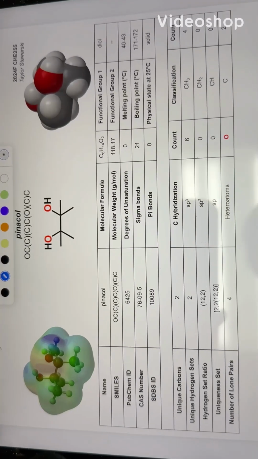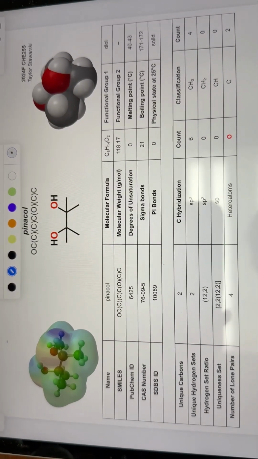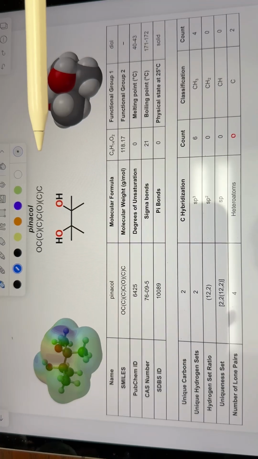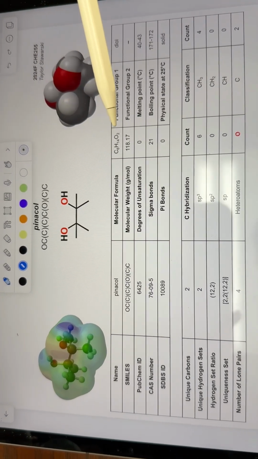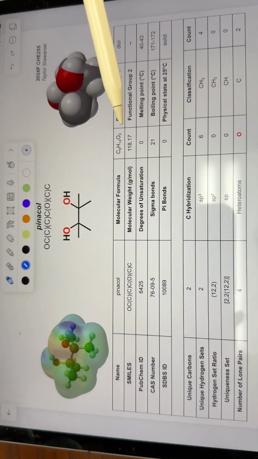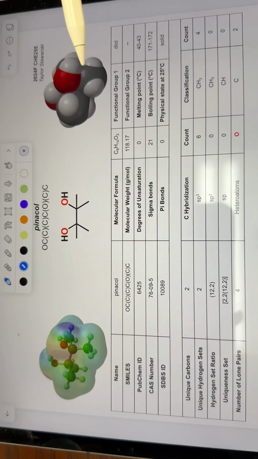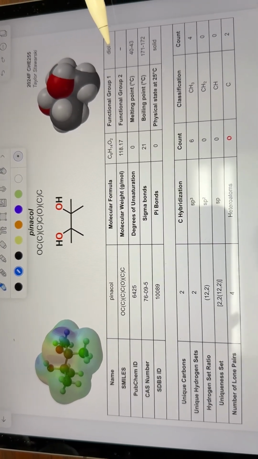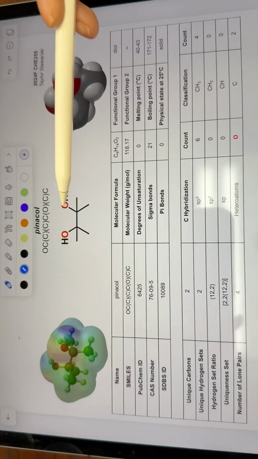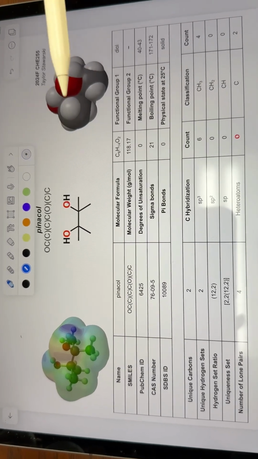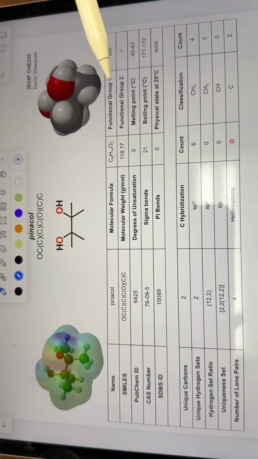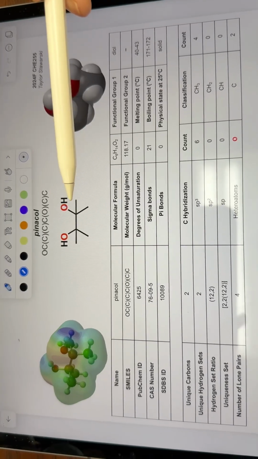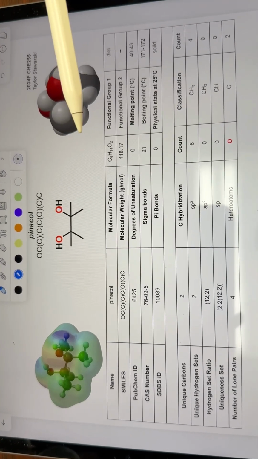Okay, this is our molecule, which is pinacol. Its molecular formula is C6H14O2. It has one functional group, which is the diol, which means that it has two alcohol groups on it, which we can see right here and right here. It has 0 degrees of unsaturation, so there's no double bonds or rings in this structure.